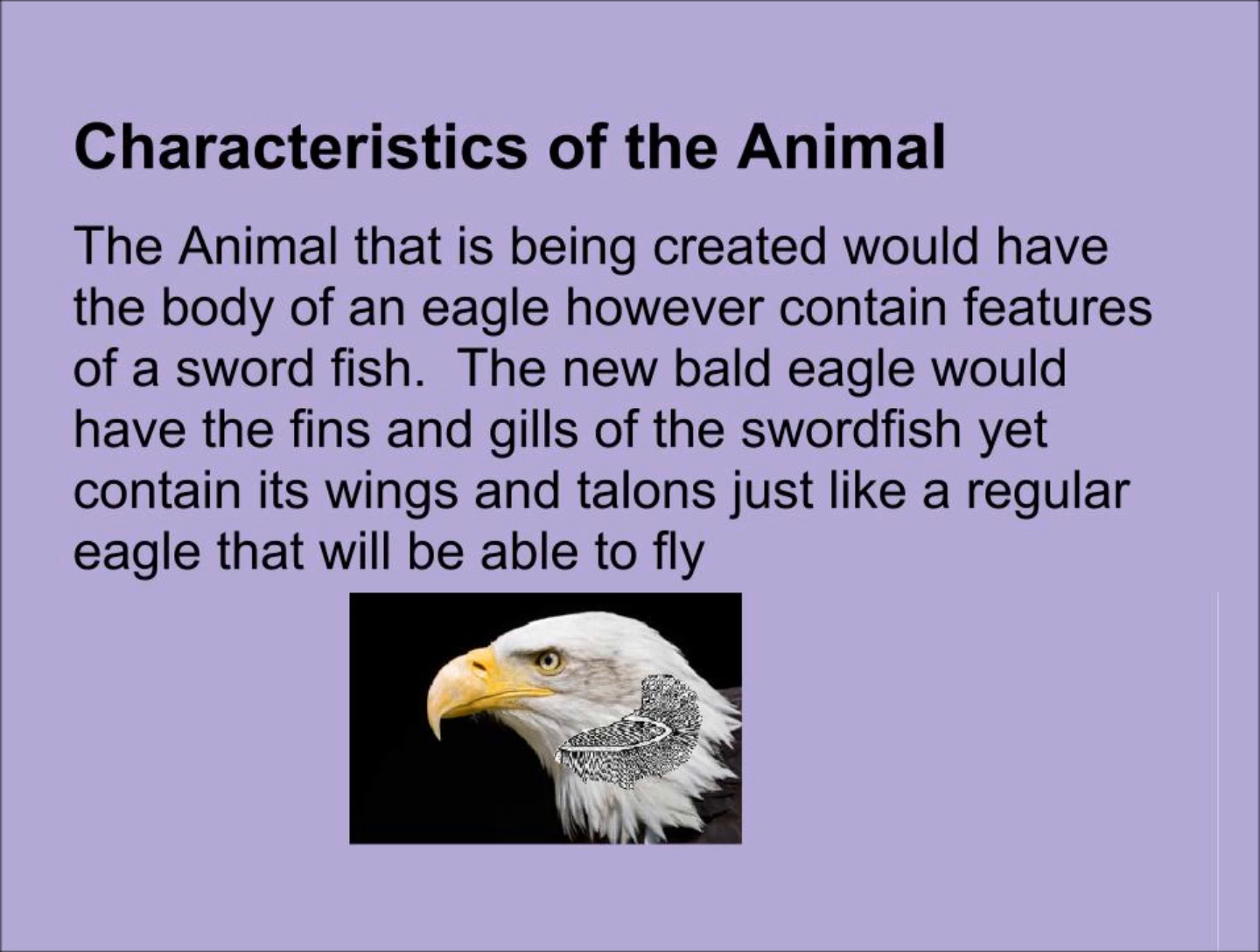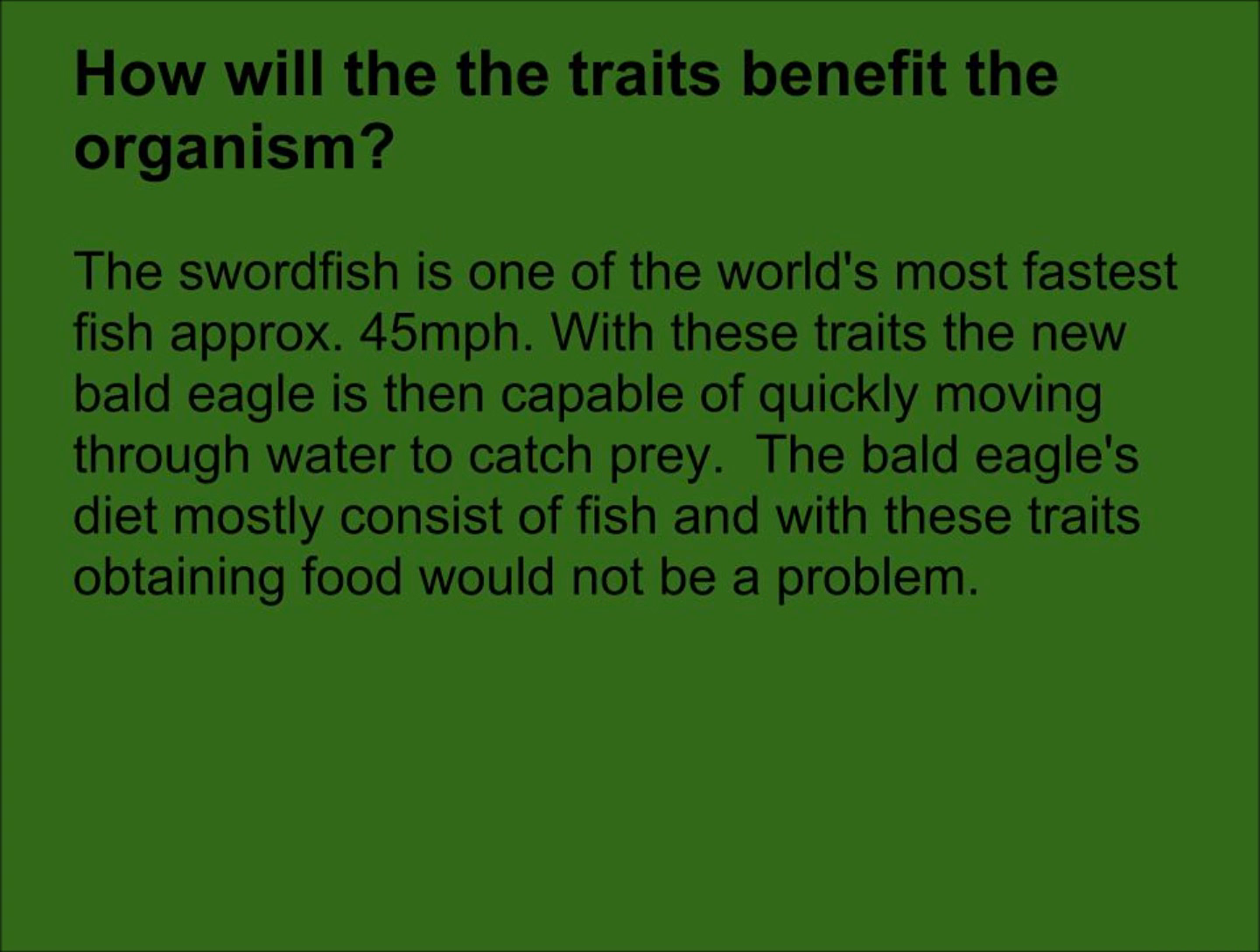Characteristics of the animal. The animal that is being created would have the body of an eagle, however contain features of a swordfish. The new bald eagle would have the fins and gills of the swordfish, yet contain its wings and talons just like a regular eagle so that it will be able to fly and do just about anything a normal eagle can do, yet with an added feature of being able to swim underwater in order to catch its prey.